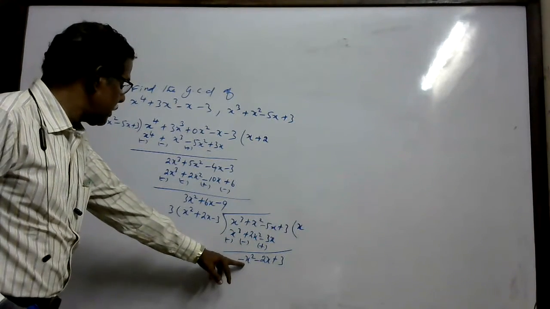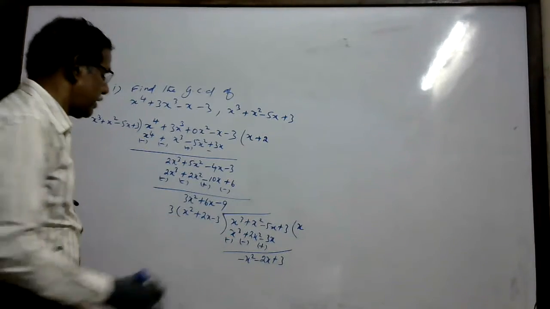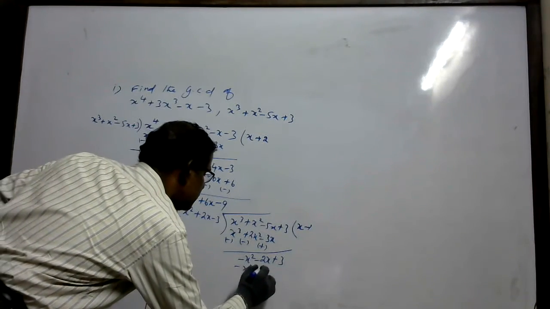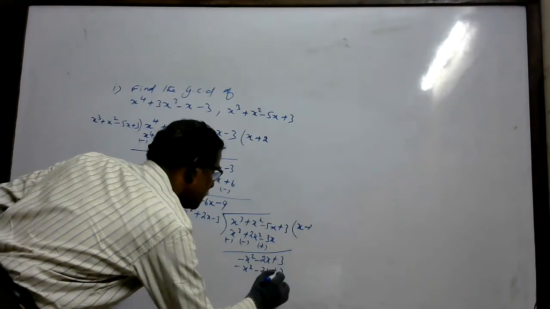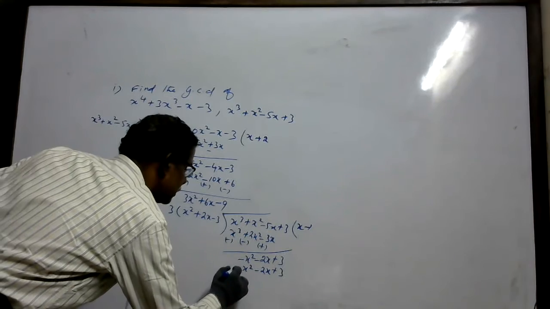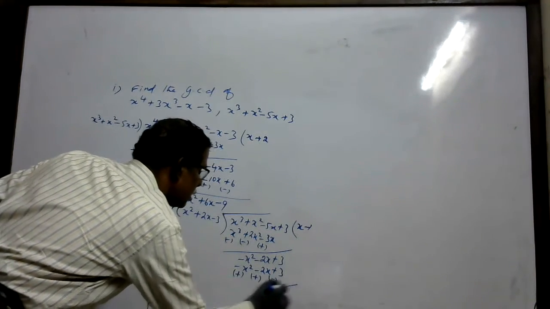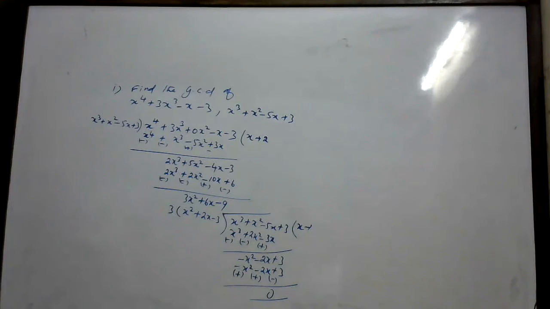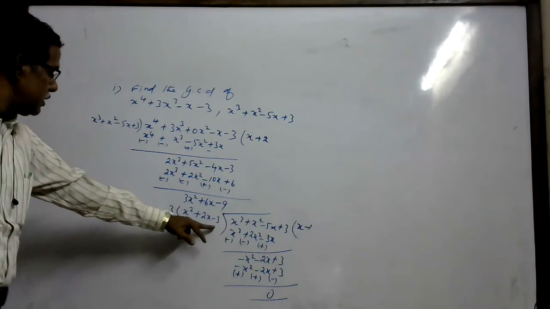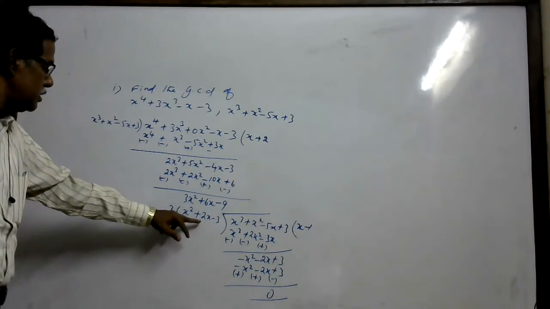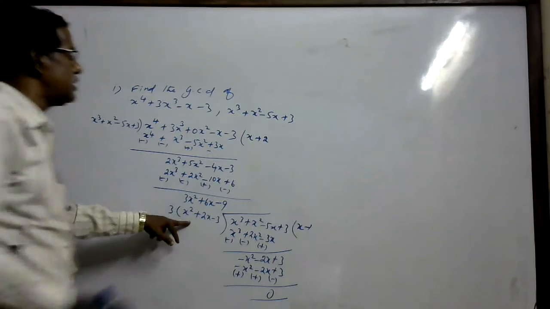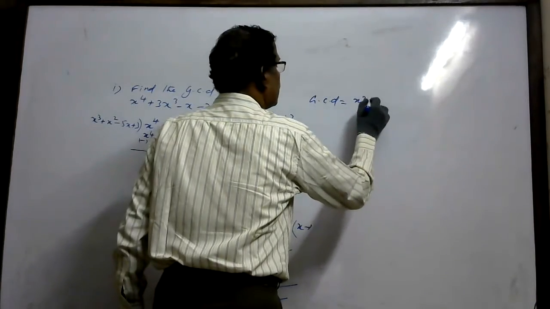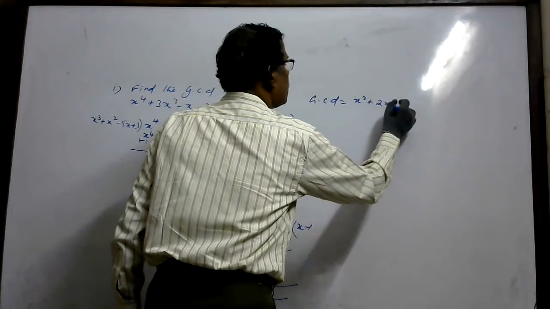Again, here the first term x square and minus x square, so divide, minus 1. So minus x square minus 2x plus 3. For the subtraction, change the sign. All the terms are cancelled, so we get 0. So the GCD of the given polynomials is this divisor, because this divisor leaves the remainder as 0. So GCD equals x square plus 2x minus 3.